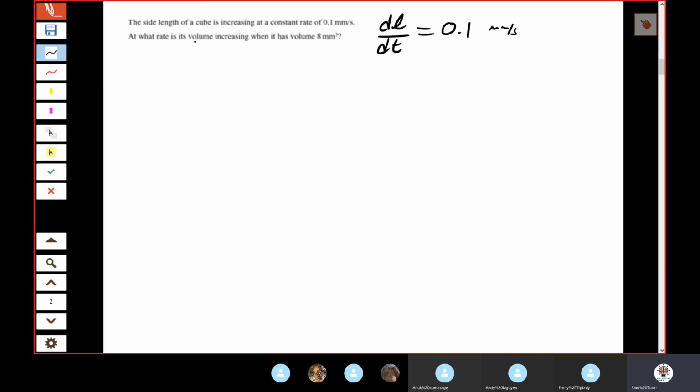At what rate is its volume increasing when its volume is 8 millimeters cubed? Okay, what do we write? What are we trying to find? dv over dt. Yeah, dv over dt. How would you write this? dv over what? Nah, you wouldn't write dv again. dl. L. dl, yep, that's it. So now you need a relationship between volume and your side length.